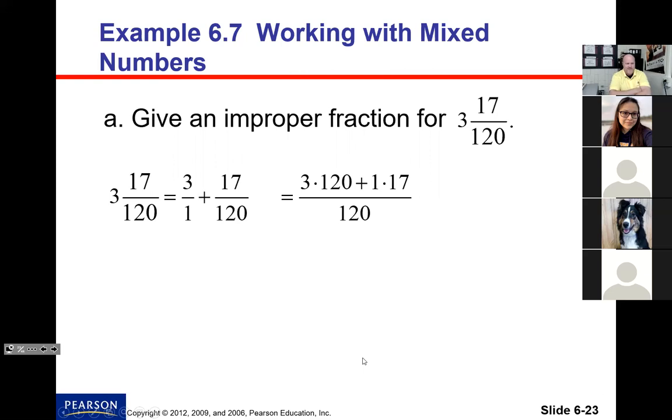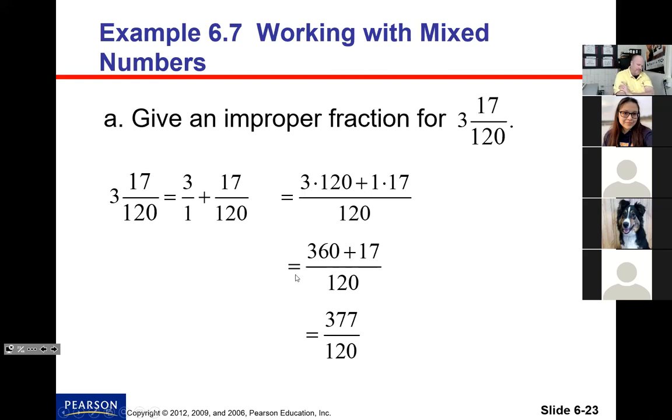17/120. Sometimes the way the Americans do stuff, because this is an American book, is convoluted. I always prefer the simpler method, right? So 120 times 3, right? There's our 120 times 3 plus our, they did it as 1 times 17 over the 120. We end up with 360, and then we end up with 377. Okay. Now, that is going from a mixed to an improper.